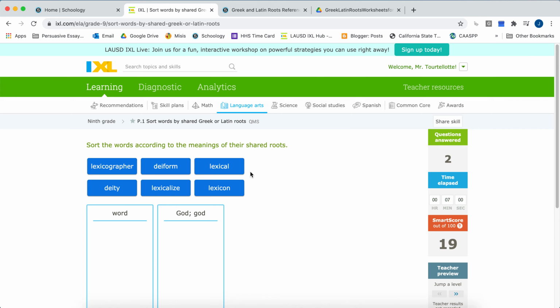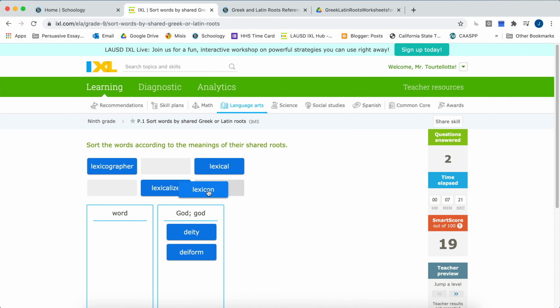Sort the words according to the meanings of their shared roots. Okay. Lex, lex, lex, lex. Dei, dei. Well, a deity is a god. So boom, right there. I'm looking for a word. Deiform. I'm not sure what that means, but I see the DEI, so I think I know. And then lexicon is a vocabulary. Lexicalize, lexical, lexicographer.